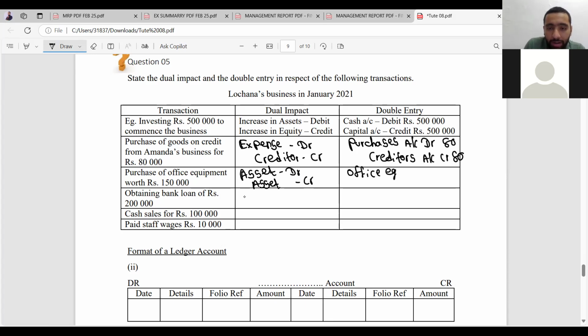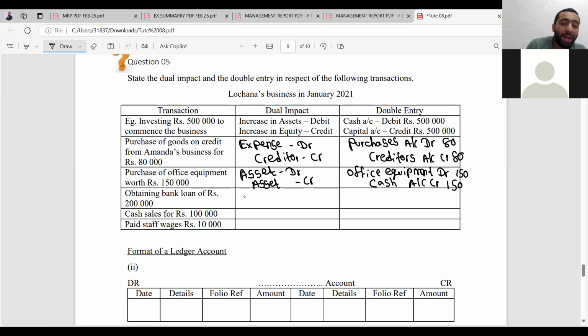Office equipment debit how much? 1.50. Right? And then what is credit? Yes, very good. Cash account credit by how much? 150. Right? If you don't understand, let me know. Quickly write these things with me because we have done so many questions like this. So make sure you're writing it with me. Quickly we'll finish this off.